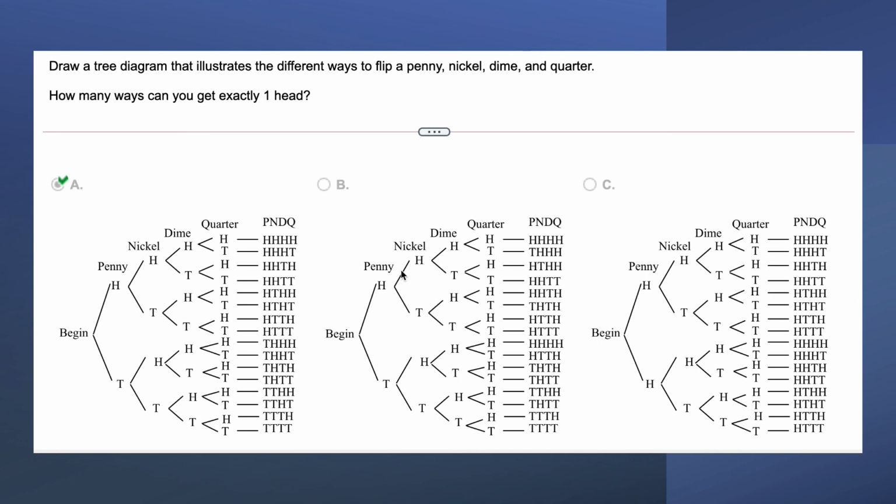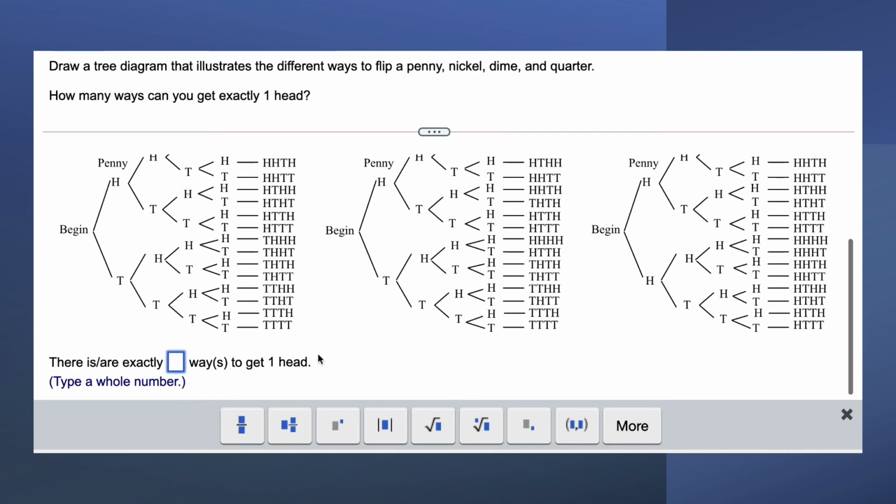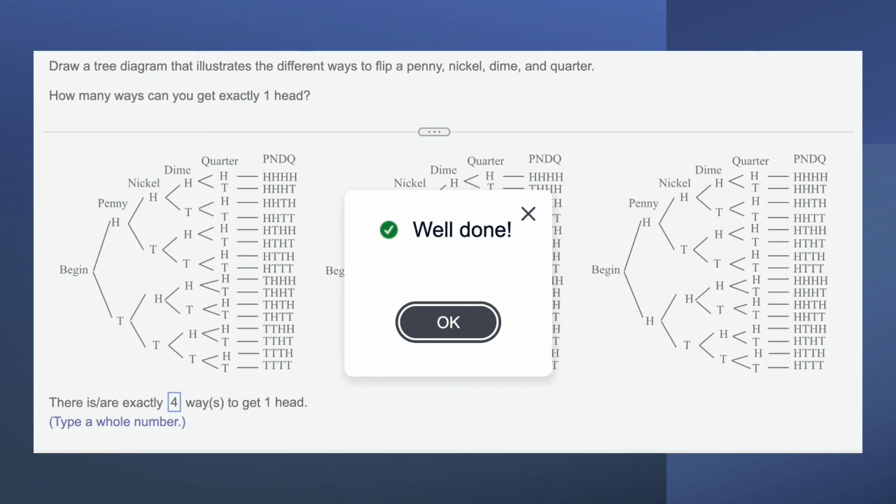Once you select the correct answer and check your answer, the computer will give you the next question. There are exactly blank ways to get one head. We'll put our cursor in the answer box and type in 4. Check your answer and move on to the next question.